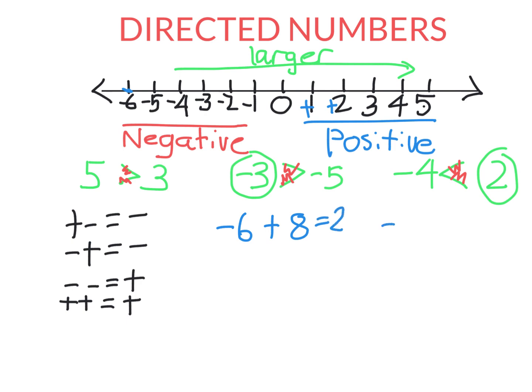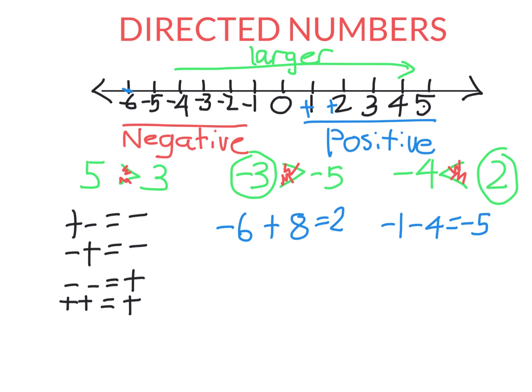On the other hand, if I had something like -1 subtract 4, so I go to -1. Now subtract 4 means I'm making the number smaller. So I go 4 to the left. I make it smaller by 4. 1, 2, 3, 4. I finish here at -5. So -1 subtract 4 is -5.